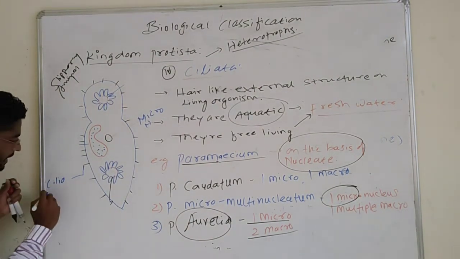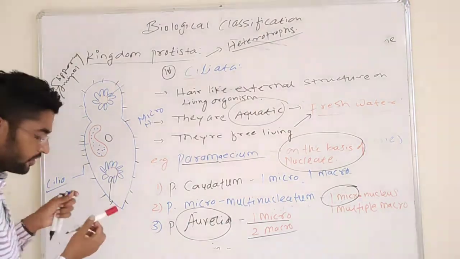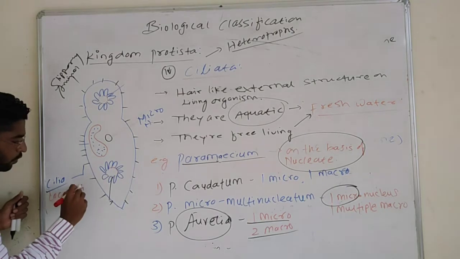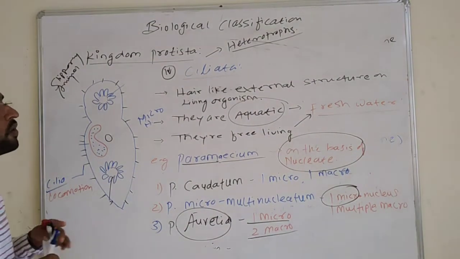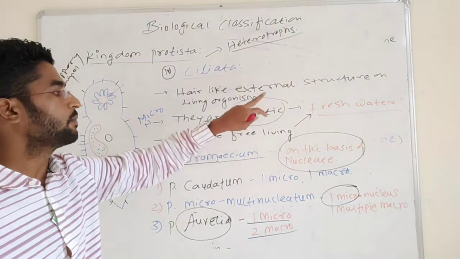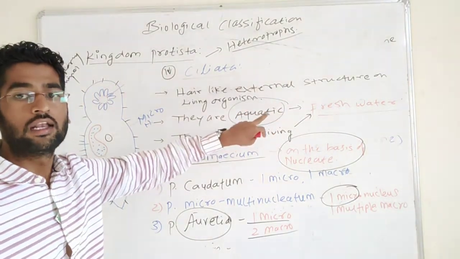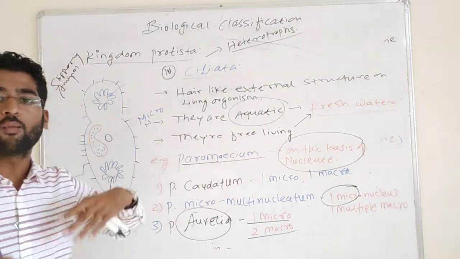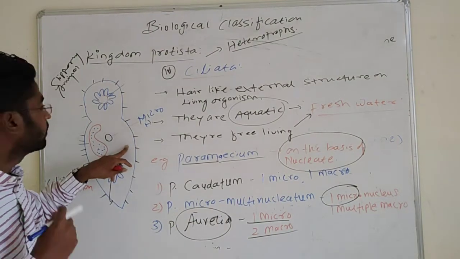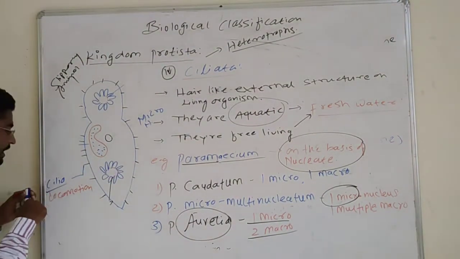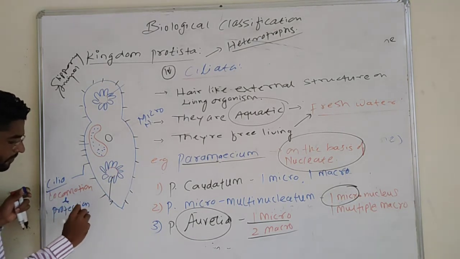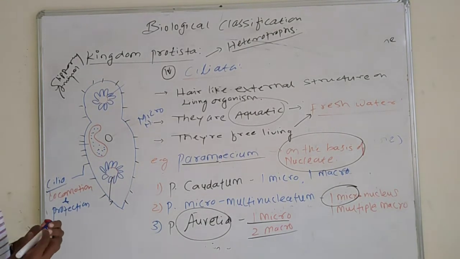And these cilia help the paramecium in the process of locomotion, right? How? Because they are aquatic, mostly freshwater living organisms. For their movement, for their locomotion, they need certain organelles, and these are known as cilia, and they also sometimes help in protection from predators.